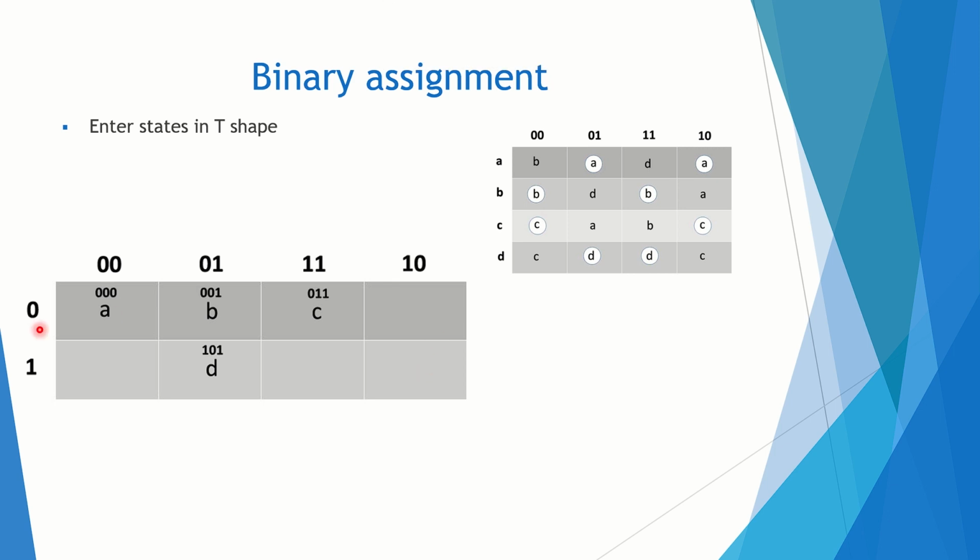So let us see here, I have the assignments: 0 0, 0 1, 1 1, 1 0, in the same shape. So let us see the flow table here. A to B are adjacent, so there is no issue. And A to A is again the same state. A to D, here you can see it is a two variable change transition. So we have to make an intermediate state here, and the transition should happen this way.